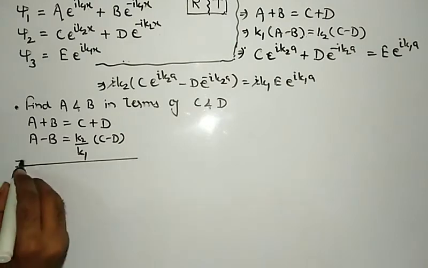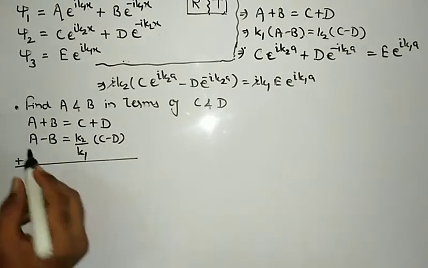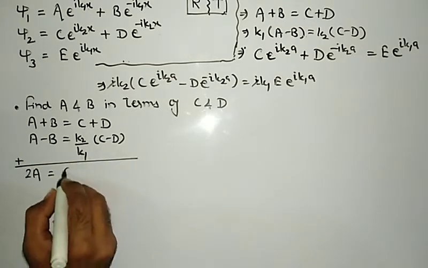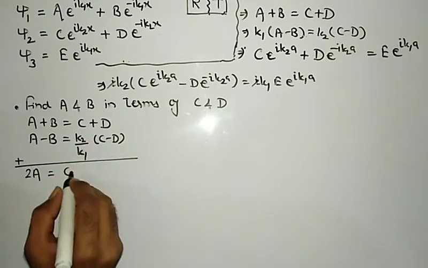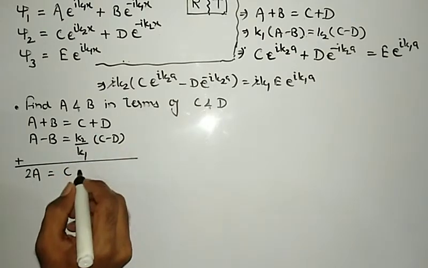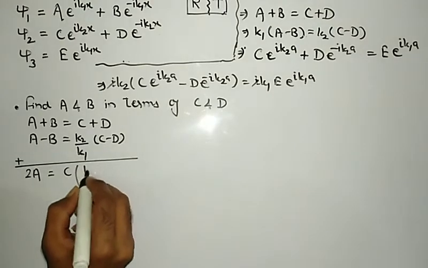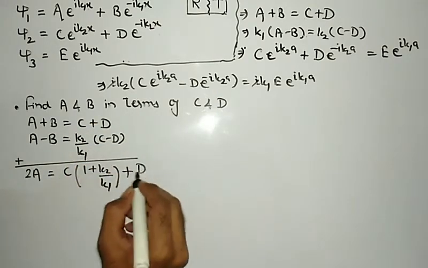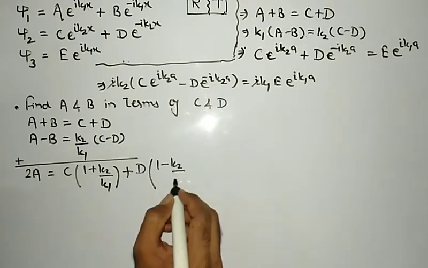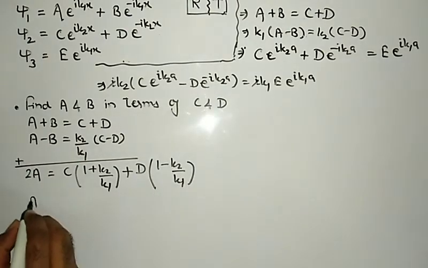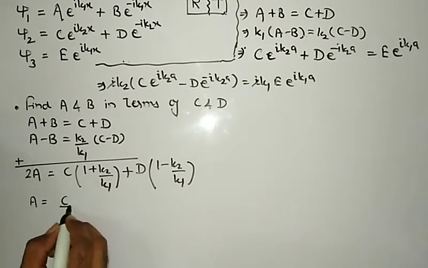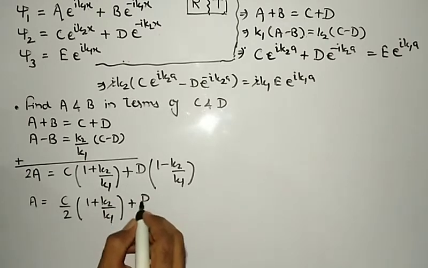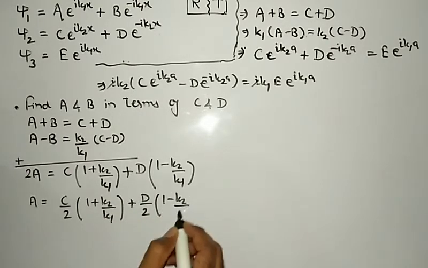Now we will add it and subtract it to get A in terms of C and D. First add it, you will get 2A. Here C will be common, so this will be in bracket 1 plus K2 by K1, and here D will be common, then 1 minus K2 upon K1. Calculate A: C by 2, 1 plus K2 upon K1 plus D by 2, 1 minus K2 by K1.